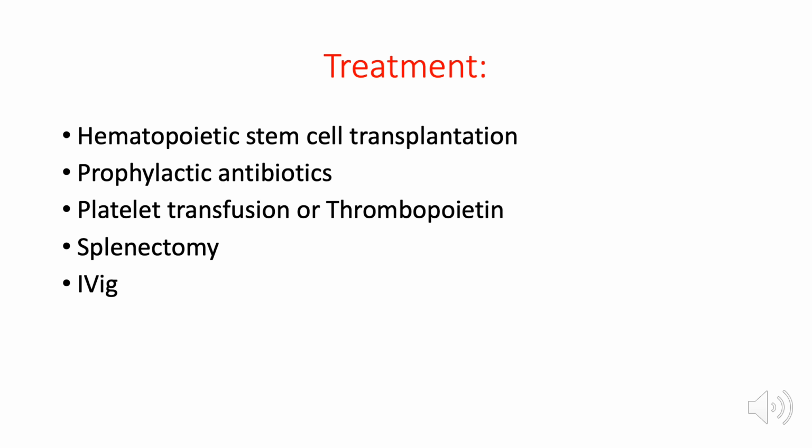And since these patients are having thrombocytopenia and around 70% of the platelets in the body are sequestered or stored in the spleen, removal of the spleen or splenectomy will somehow help in the correction of the low platelet count because the platelets will no longer be stored in the spleen. And since there is impaired B cell function, we can also give the patient intravenous immunoglobulins.